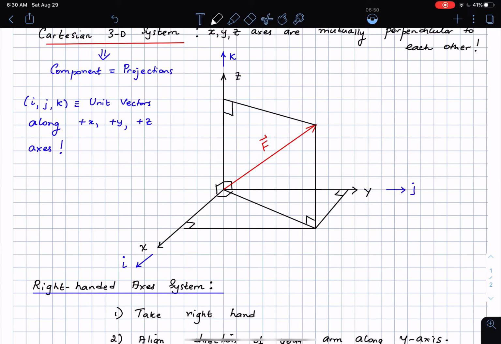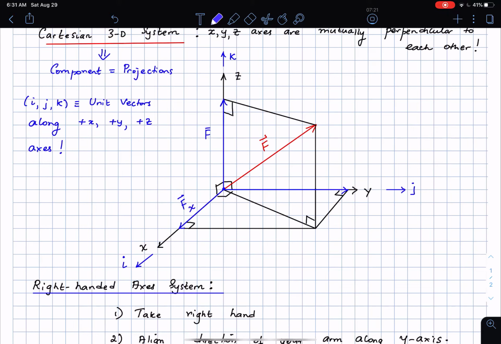This is going to be 90 degrees as well. And how do I get the projections? From the tail of the force vector F all the way to the point of intersection is how I get the projections. Starting from here all the way down to there, point of intersection, I get another projection. Starting from here all the way up to there, I get the third component. So this is going to be vector F along the x-axis.